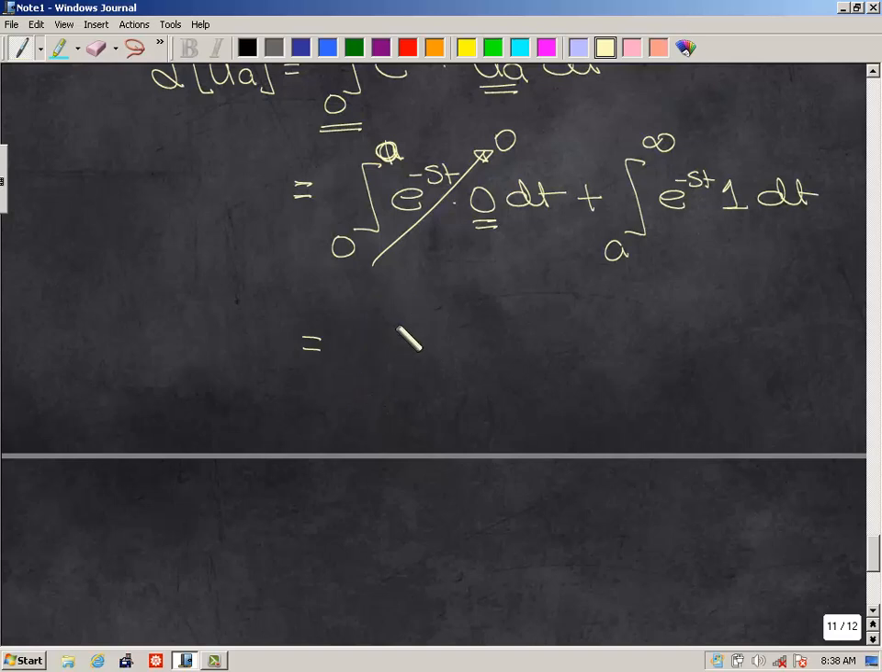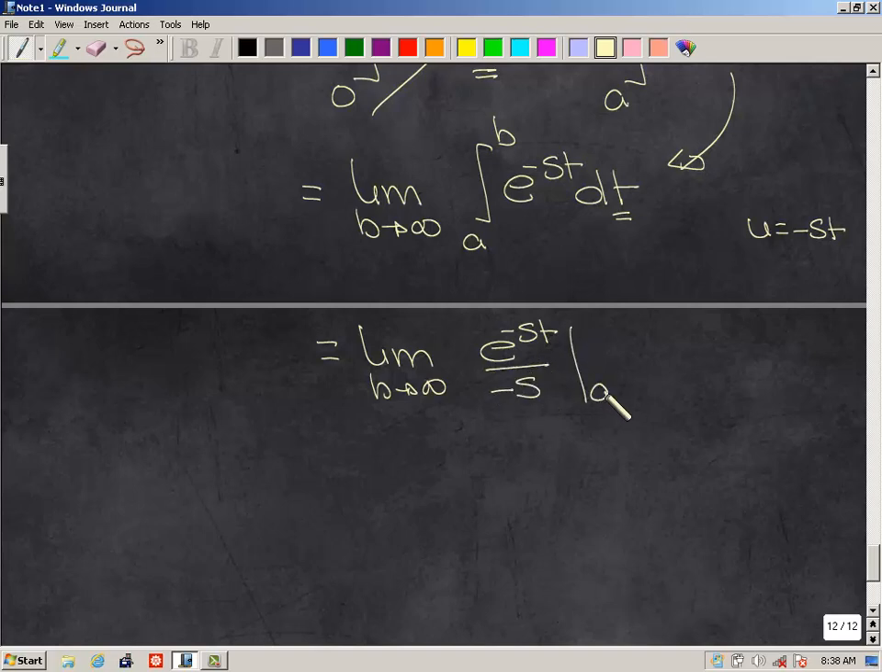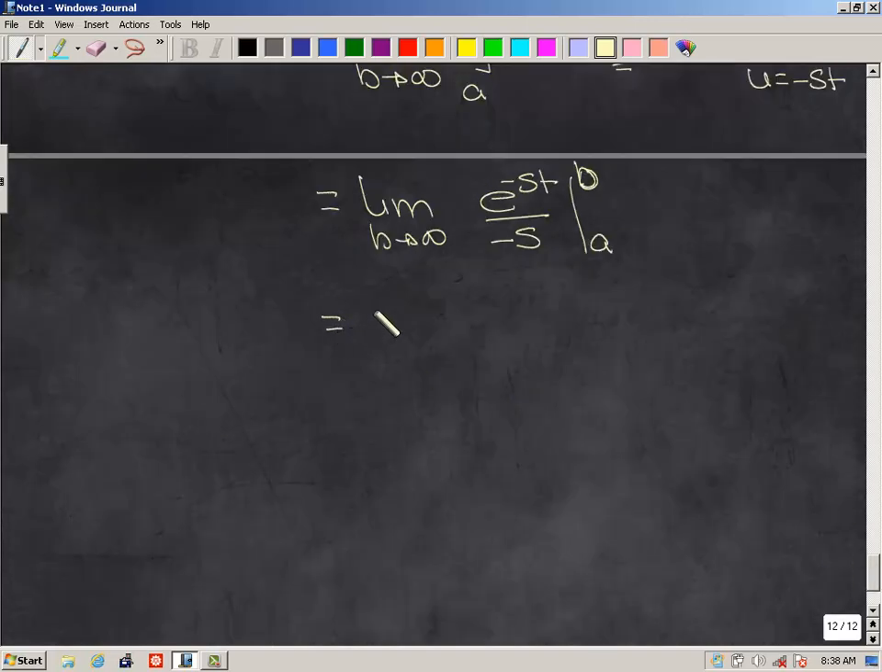I'll use limit notation. I get the limit as b goes to infinity, since it's an improper integral, of the integral from a to b of e to the minus st dt. That's what we get here. Well, this is a very simple integral to do. You do a u substitution for minus st. So we end up with the limit as b goes to infinity. We're differentiating with respect to t, so keep that in mind. You'll get e to the minus st over negative s from a to b. So we plug in the upper limit.